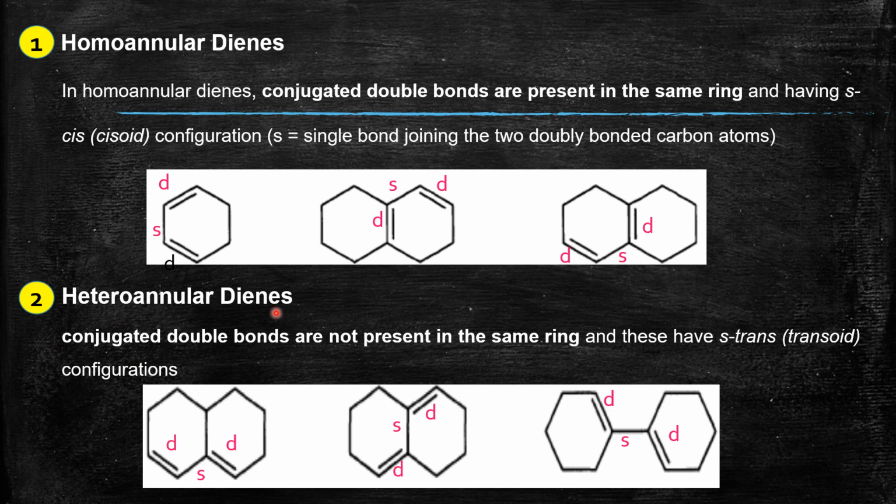When it comes to heteroannular diene, the conjugated double bonds are not present in the same ring. See the first example: double bond, single bond, double bond. It has conjugation, but the conjugated double bonds are not present in the same ring. It extends to the second ring, so we call that diene a heteroannular diene. The second example also has double bond, single bond, and the conjugation extends to the second ring. It has conjugation, but the conjugated system is not present in the same ring, so we call it a heteroannular diene.